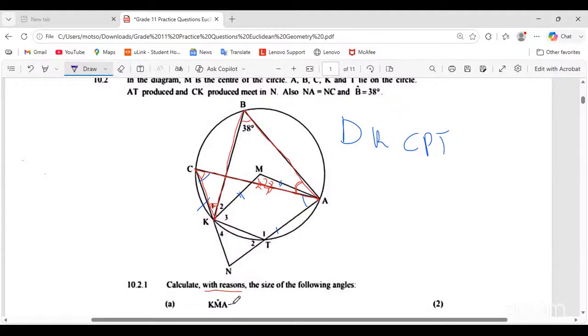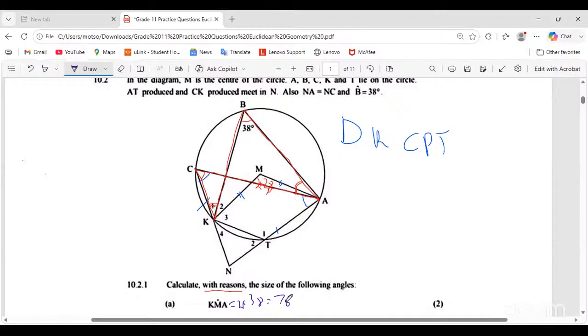KMA, we said KMA is equal to, so when you write it on your answer sheet, you will say KMA, and don't forget to put that hat there to show that we are talking about that angle there at M. So we are saying KMA is equal to 2 times 38. So let me quickly punch my calculator to avoid doing some careless mistakes. 2 times 38 is equal to 76.